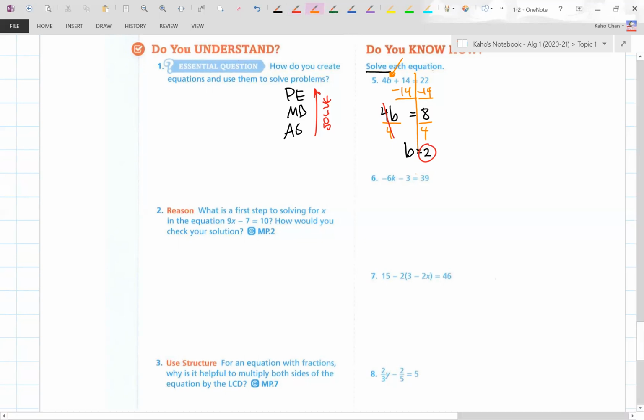Next problem. Again, look for the variable. We need to move everything away from the variable. We have a negative 6 times k. Be careful here. It's not negative 6 like minus 6. It's negative 6 times k minus 3. We need to get rid of the minus 3 first because we're undoing operations. Let's add 3 to both sides.